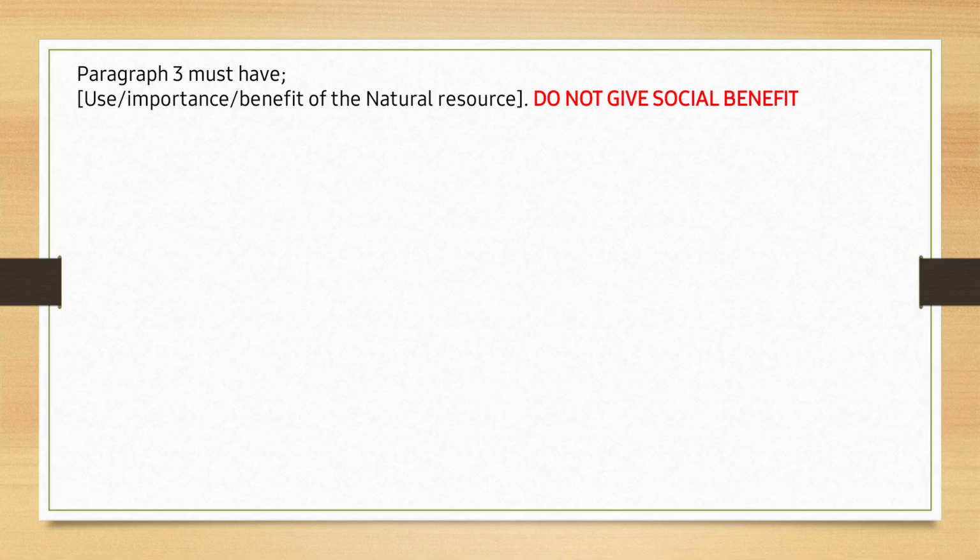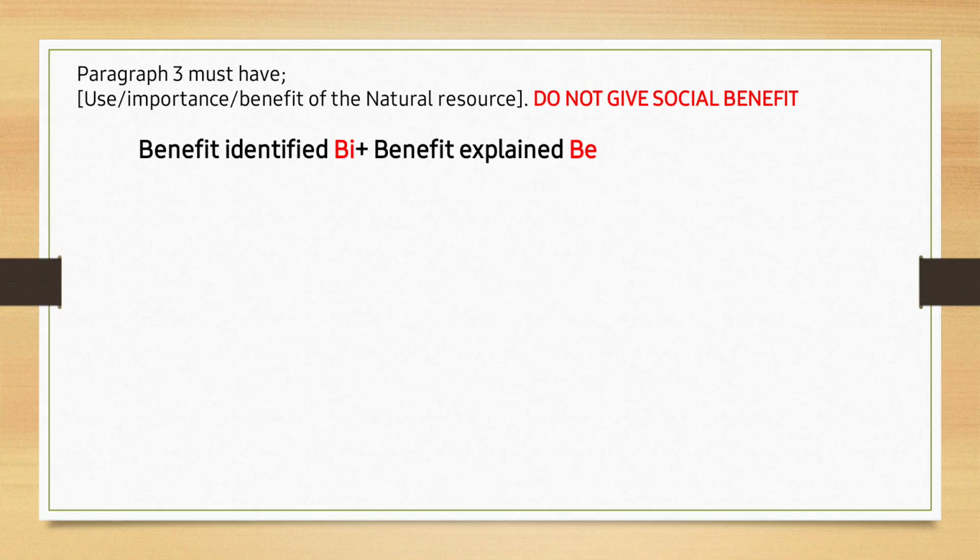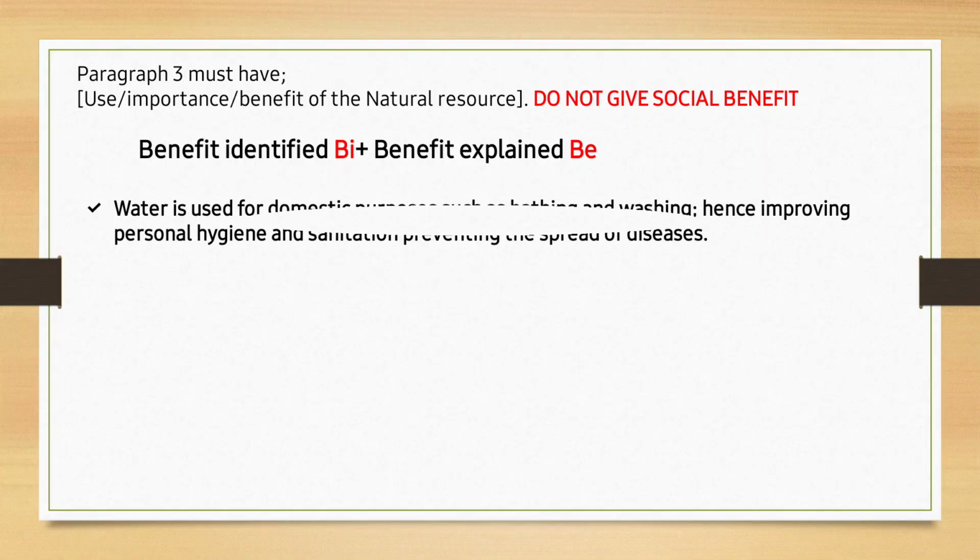Now, paragraph 3 must have the use, the importance, or benefit of the natural resource. And I say, do not give the social benefit. See how I did it. Now, for you to score all the marks, you must identify the benefit, that's BI, and you have to explain that benefit, that's benefit explained, or BE. For example, water is used for domestic purposes such as bathing and washing. That's benefit identified. Hence, improving personal hygiene and sanitation, preventing the spread of diseases.